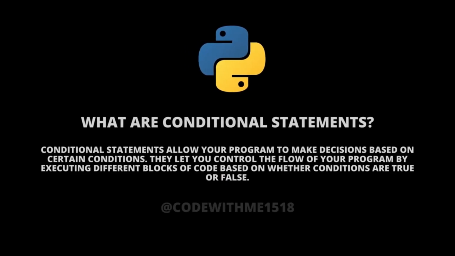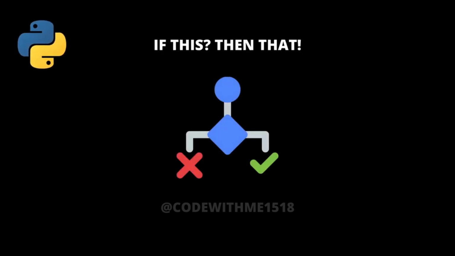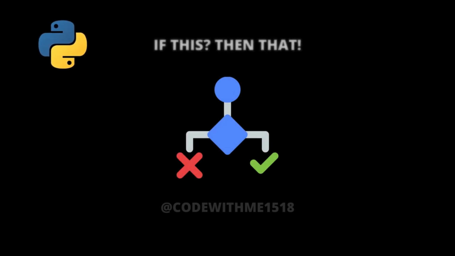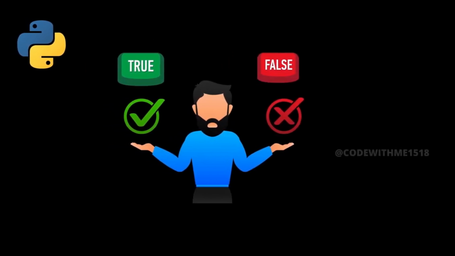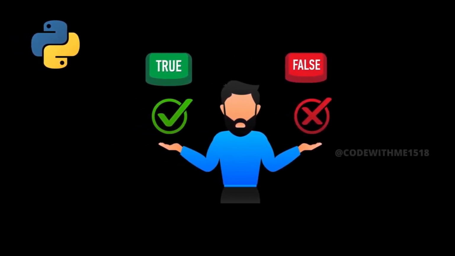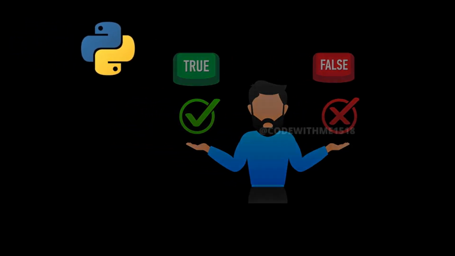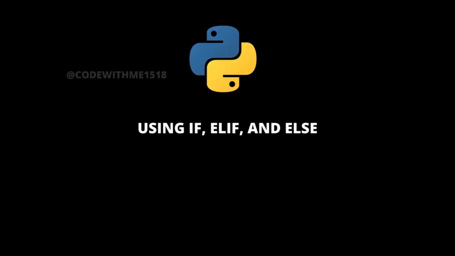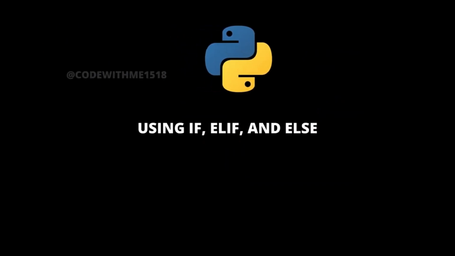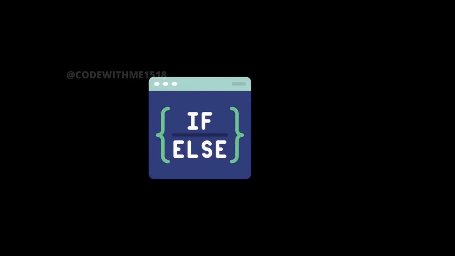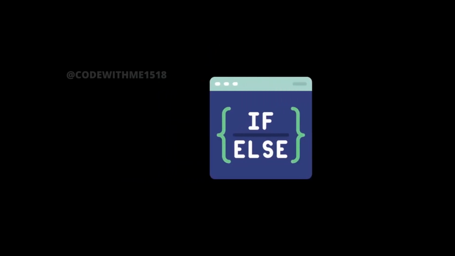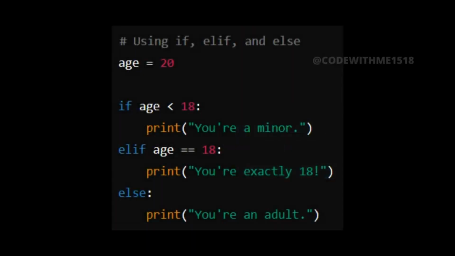What are conditional statements? Conditional statements allow your program to make decisions based on certain conditions. Think of them as the "if this, then that" logic in your code. They let you control the flow of your program by executing different blocks of code based on whether conditions are true or false. In Python, we use if, elif, and else to create conditional statements. Let's dive into each one. Here's a simple example.